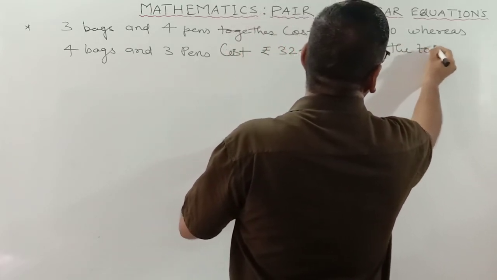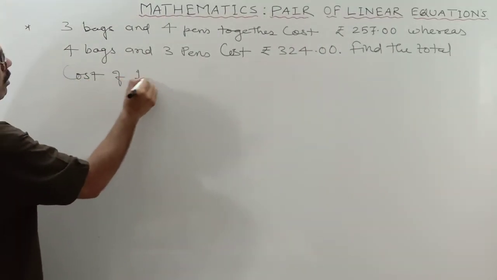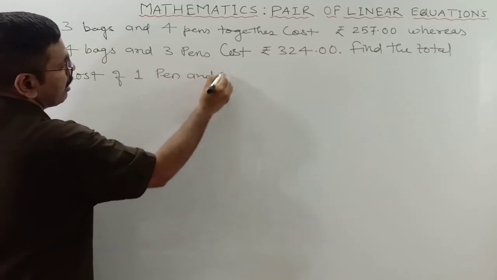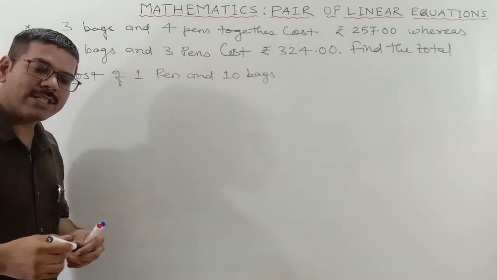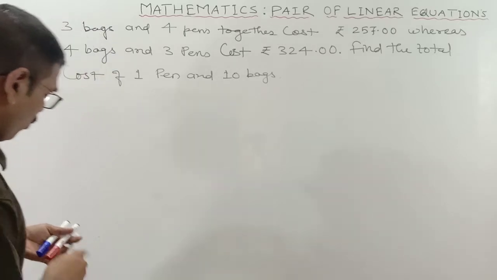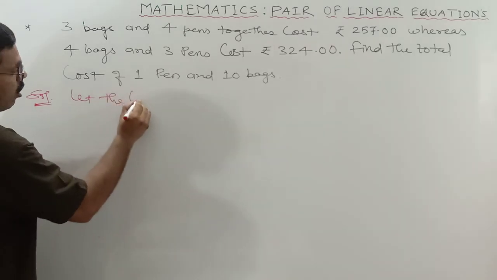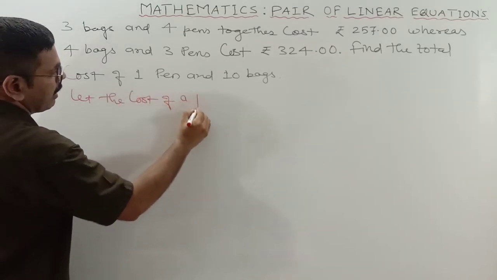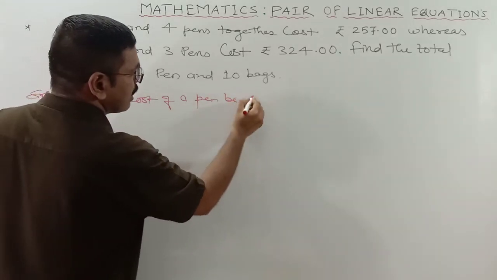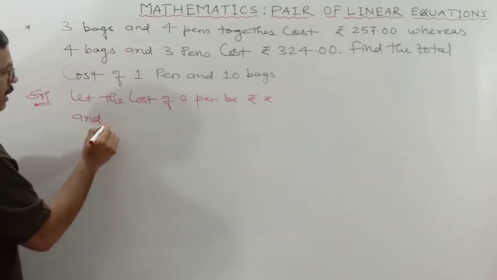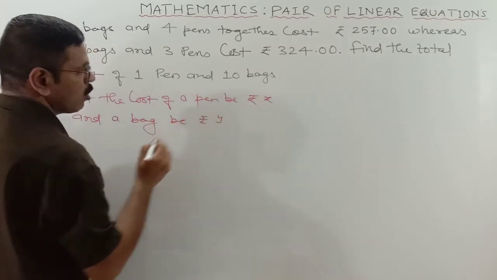Find the total cost of 1 pen and 10 bags. That's very simple. Okay. Again, we'll start with the same assumption. So, we'll apply the assumption. Solution. Let the cost of a pen be rupees x, that we should write, rupees x, and a bag be rupees y.